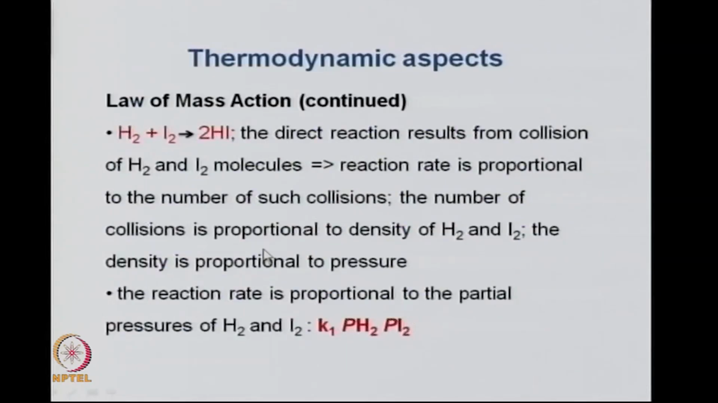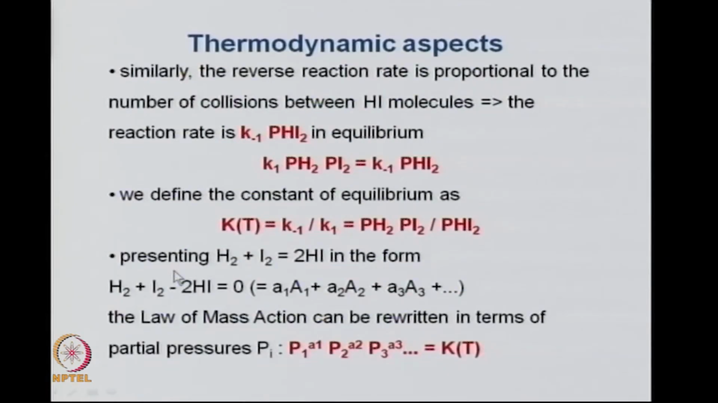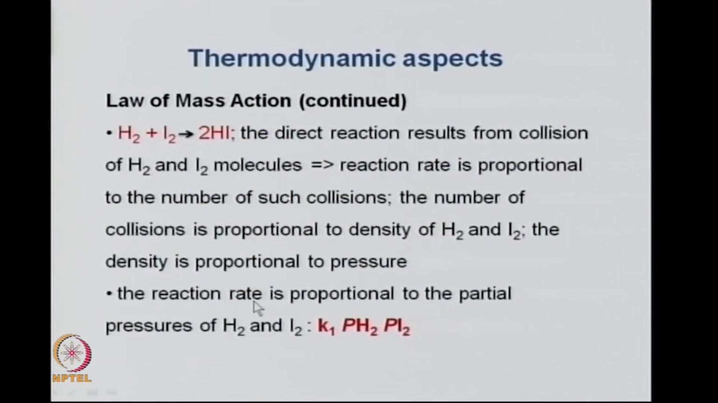So, the density is proportional to pressure, and hence finally it boils down to the reaction rate being proportional to the partial pressures of hydrogen and iodine. That means you can write it as equal to a constant K1 multiplied by the partial pressure of hydrogen multiplied by the partial pressure of iodine, and that will give you the rate of the reaction. So, the partial pressure of the gaseous species is important.